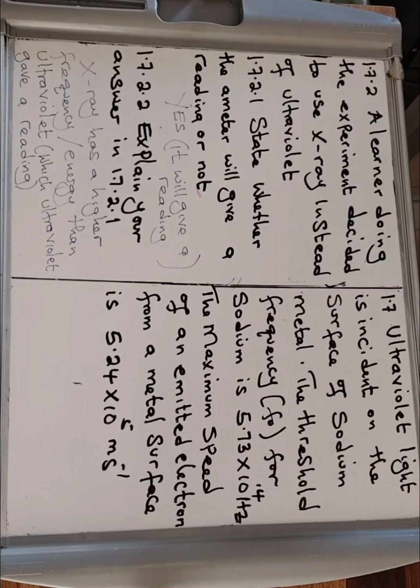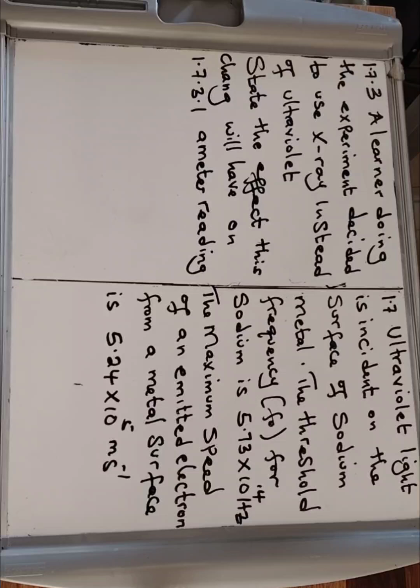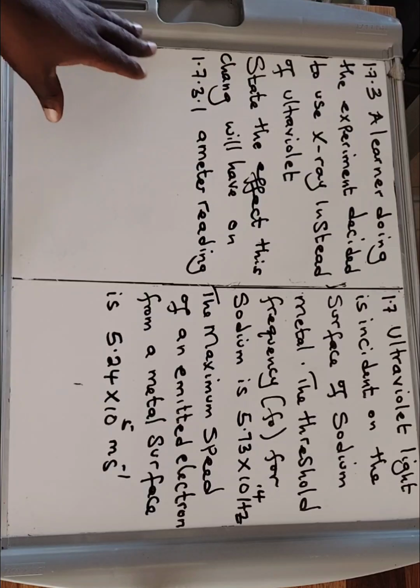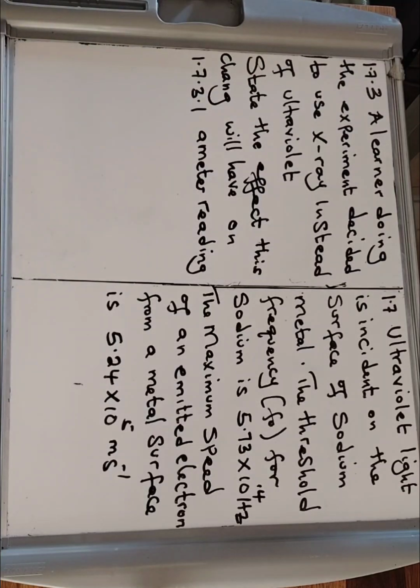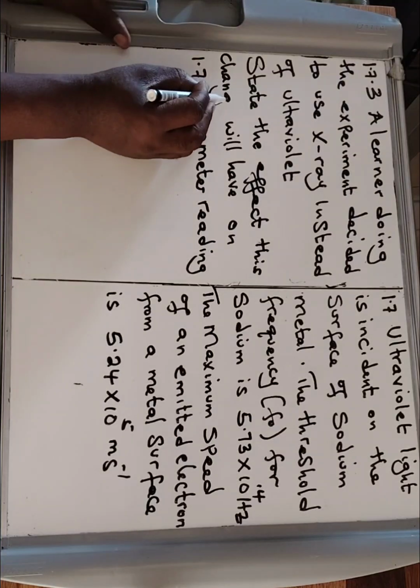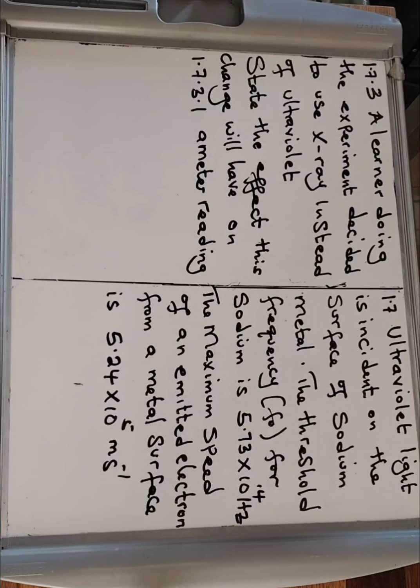So let us now go to another question on this very setup. Okay, then comes this question. Using the same draft of the question, we are coming to 1.7.3. And the statement says, a learner doing the experiment decided to use X-ray instead of ultraviolet. And the question says, state the effect this change will have on the ammeter reading.